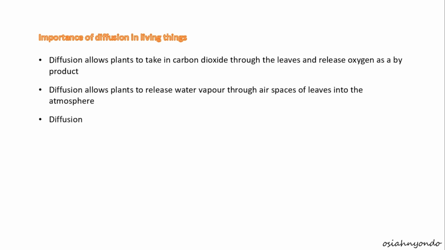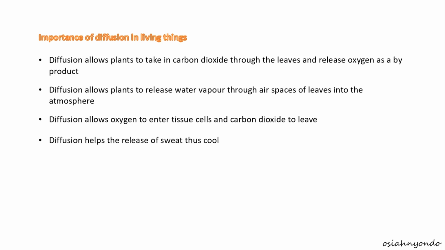The third point, diffusion allows oxygen to enter tissue cells and carbon dioxide to leave. This reaction happens under respiration, where oxygen reacts with stored glucose, and the byproducts that will be given out will be carbon dioxide, water, including ATP. Fourth point, diffusion helps release of sweat, thus cooling the body. This is seen in situations where a person, for example, is running, you tend to sweat, and that sweat will cool your body in return. That is homeostasis, okay?